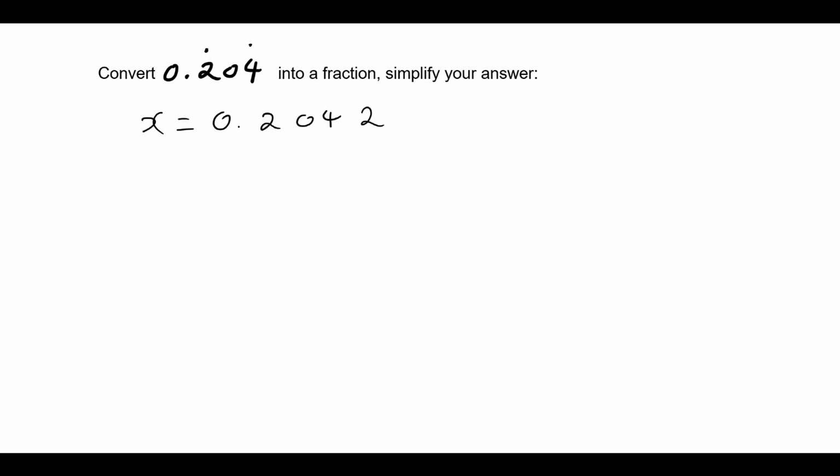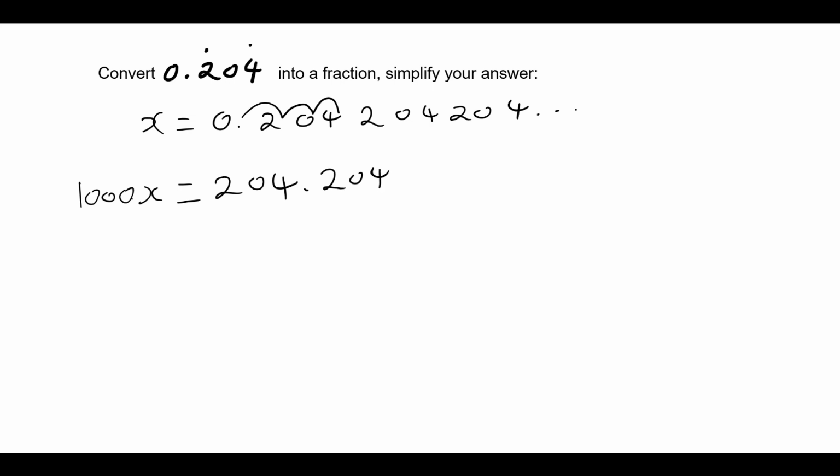0.204204204. And I have 3 repeating digits, so I'm going to multiply both sides by 1,000. So I have 1,000x equals 204 point, so you can just see the decimals moved 3 places to the right. 204, 204, 204. Underneath 1000x, I'm going to write x, so I have 0 point, again ensuring that the decimals line up, 204, 204, 204.